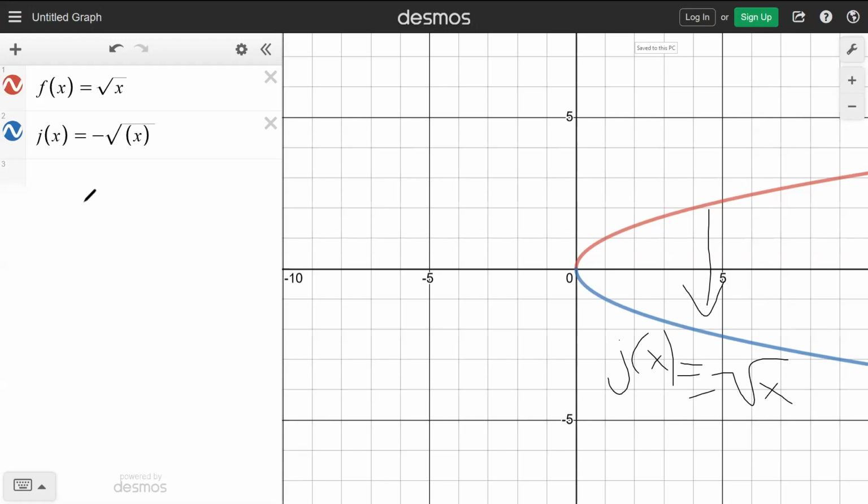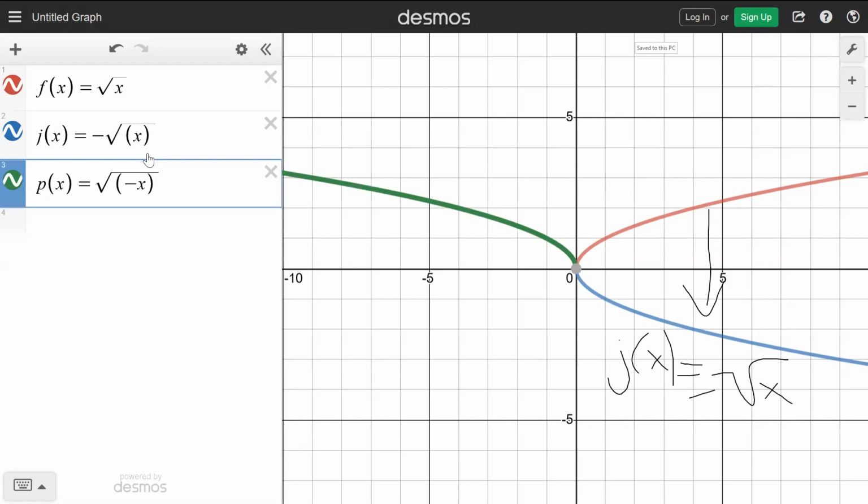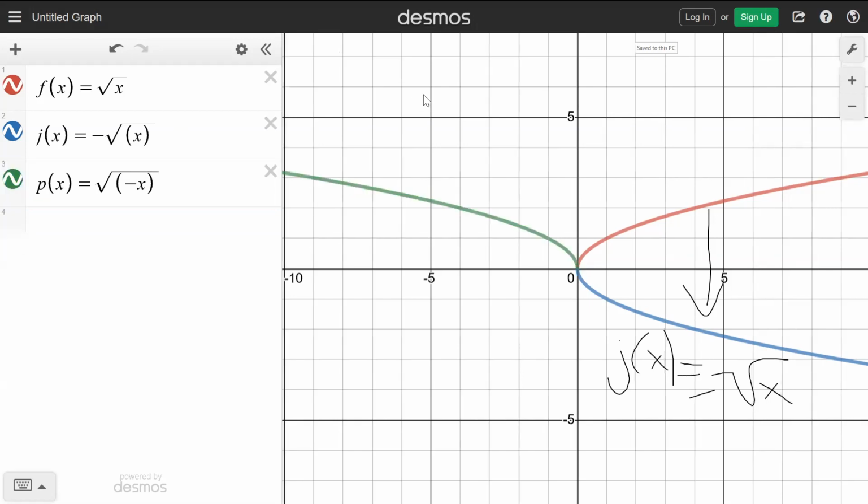All right, well, let's look at what happens now when we put the negative sign on the inside. So now I'm going to have a function I'm going to call p of x equals the square root of negative x. And what happened here to go from the red to the green? Well, notice in this case, it kind of did a reflection again, right, or a flip, but it flipped across what this time? That's right, it flipped across the vertical axis with that negative sign on the inside. So this function right here, called p of x equals the square root of negative x.